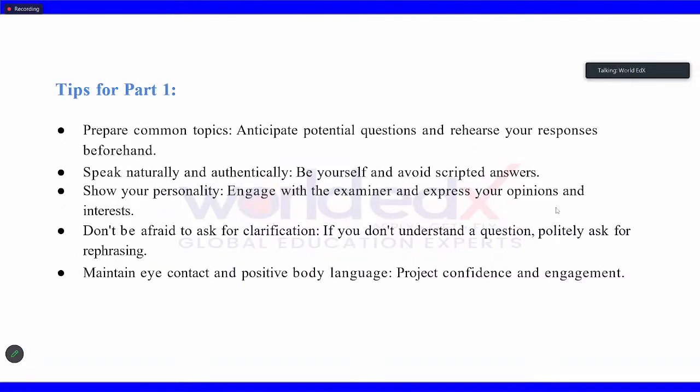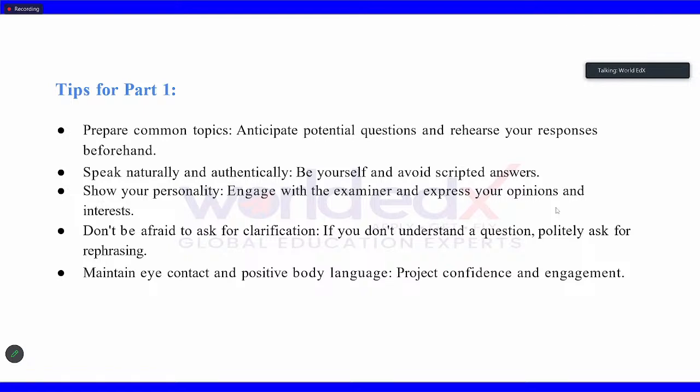The basic common tips for part 1 are: you need to be well prepared for the common topics, anticipate the potential questions that are going to come, and rehearse your responses beforehand. Like I told you, this is the only part in the entire IELTS test in which you can prepare yourself. But it should be very clear in your mind that IELTS does not accept memorized answers. So you need to answer using your brain for the particular question that the examiner asks you.